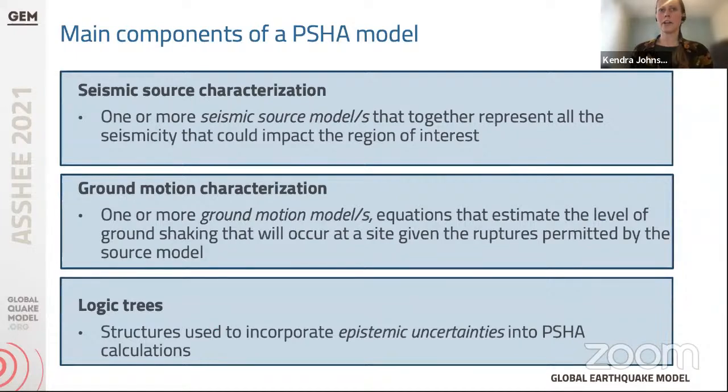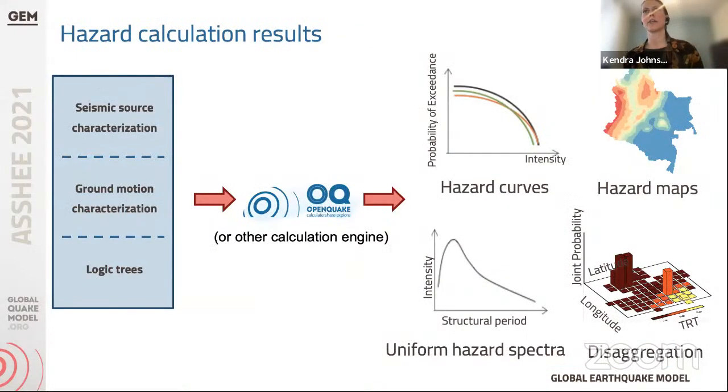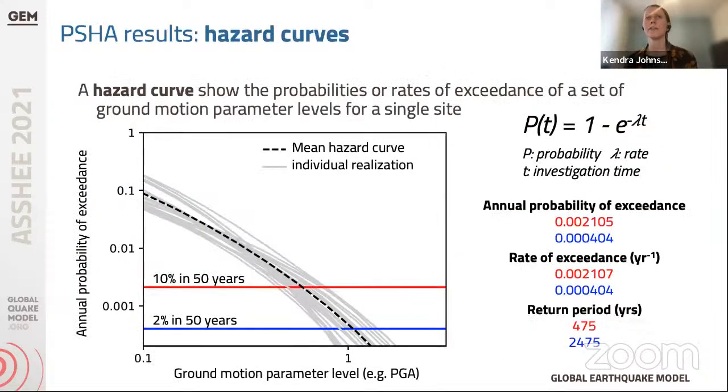So now that we have the components understood, we can go into the hazard calculation results. And I'll show these 4 types on the right here, and I'll describe them as we go for the OpenQuake engine. So first, we're now revisiting that hazard curve that we previewed at the beginning of the presentation. And recall that the hazard curve is showing the probabilities or rates of exceedance for a set of ground motion parameter levels for a single site. And these are the primary result of a PSHA calculation. Each hazard curve is one solution to that hazard integral.